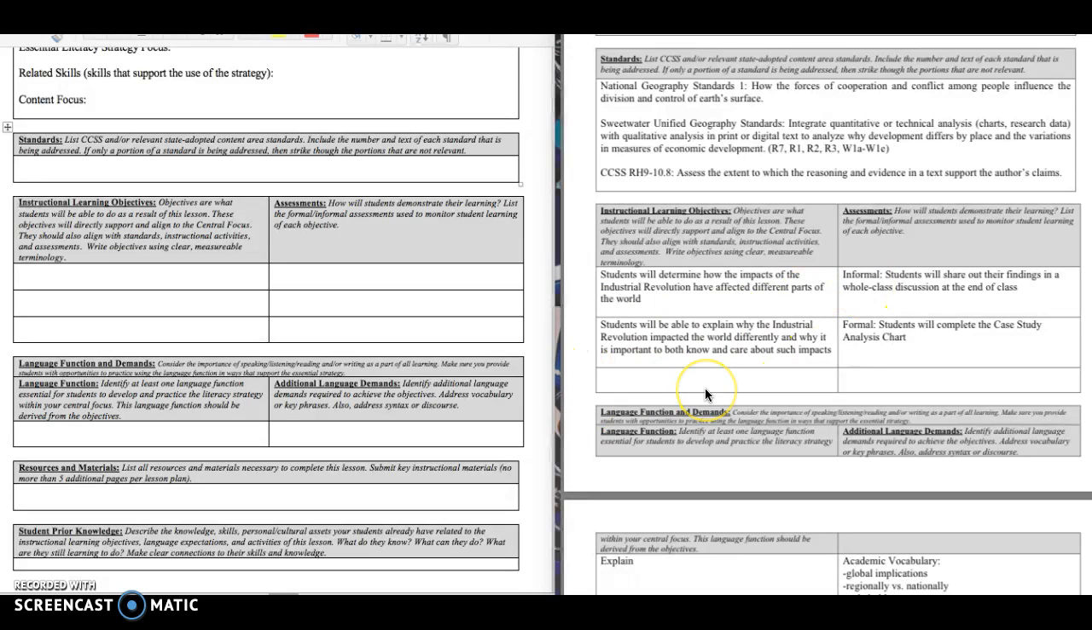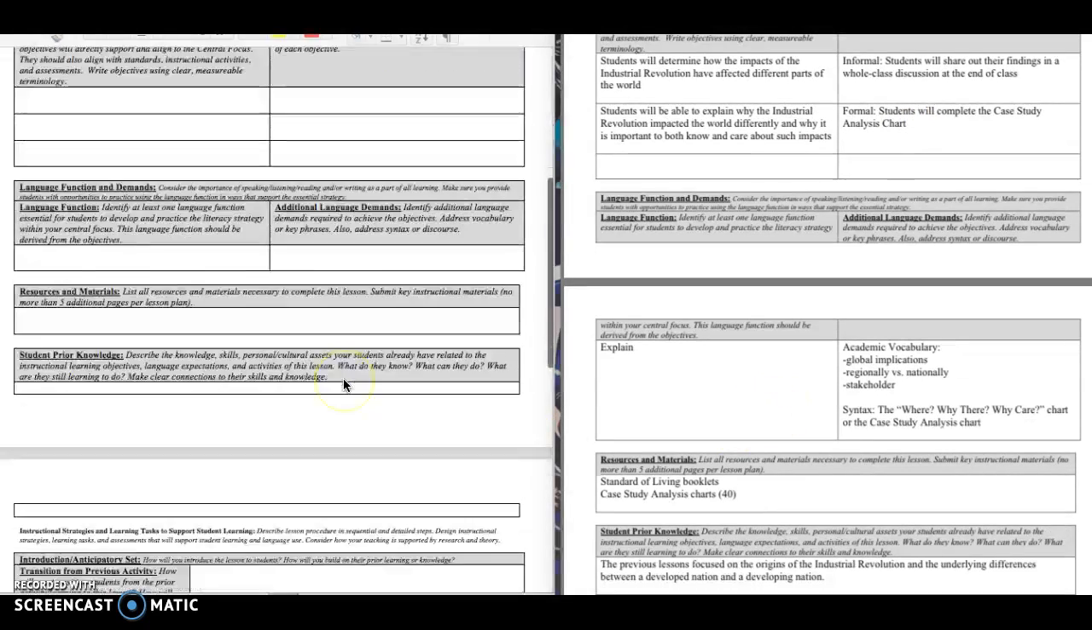And then students will be able to explain why the Industrial Revolution impacted the world differently and why it is important to both know and care about such impacts. So this she's actually assessing formally by having students complete a case study that they'll turn in, and she'll be able to check for understanding through that.